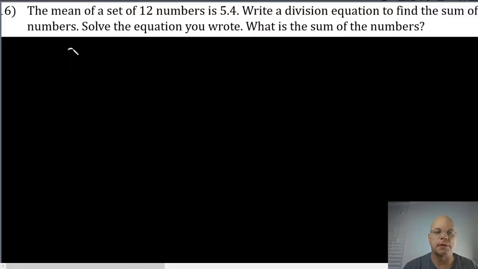We know that the sum divided by 12 is the definition of the mean. So if the mean is 5.4, in other words, if we knew the sum of the numbers and we divided it by 12 numbers, we would get the mean. So this might be the equation you wrote, which is fine. I prefer to show division in my algebraic equations as a fraction. So s divided by 12 equals 5 4/10.